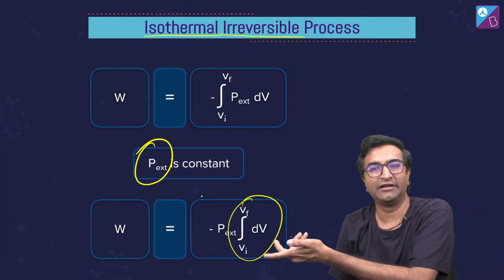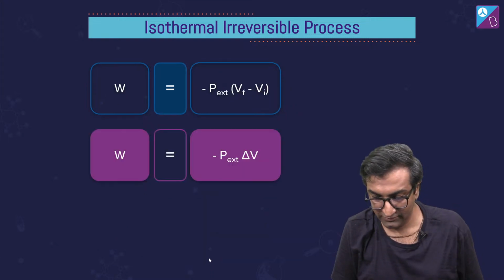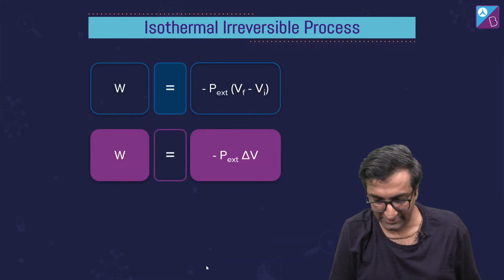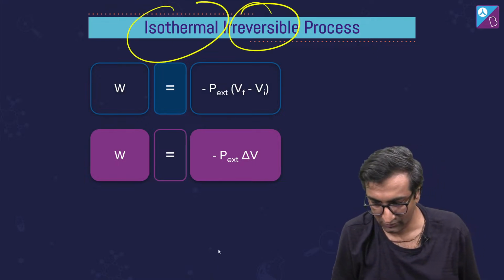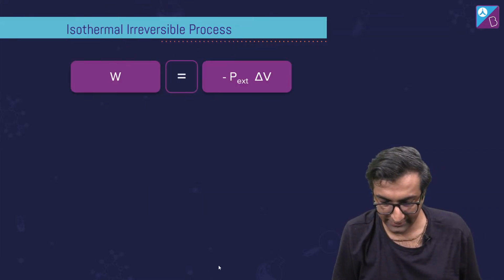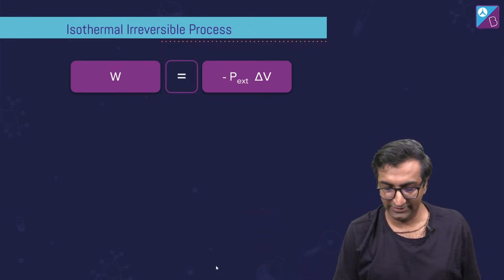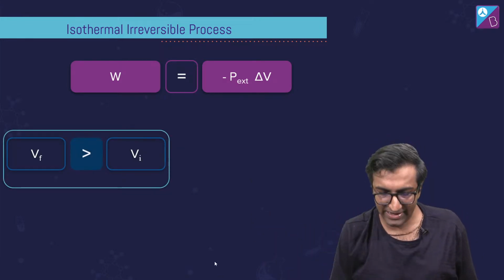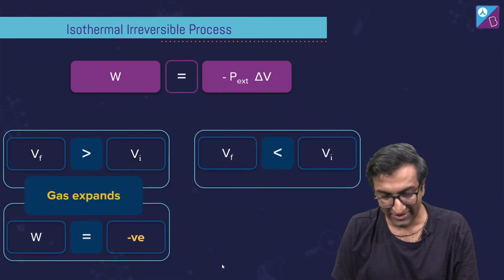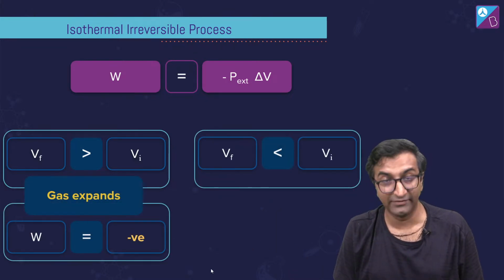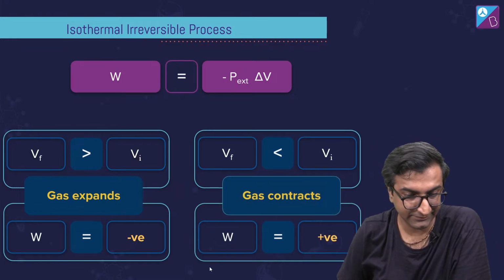ये तो कुछ नहीं है. This integral dV is just V_f minus V_i. So work is simply this. Work is minus P external times delta V. खत्म. ठीक है? This is isothermal irreversible process. Okay, cool. Now let us see what happens if the final volume is greater than initial volume. मतलब expansion हो रहा है. That way you get it to be negative, right? If gas expands, work done is negative. आपको already बता चुका हूँ. We're just putting it down in one place. अगर compression कर रहे हो, then work done is positive. That's it.